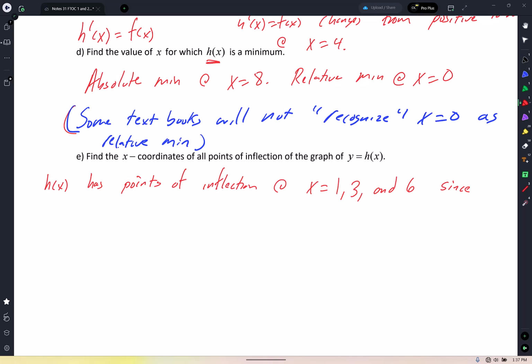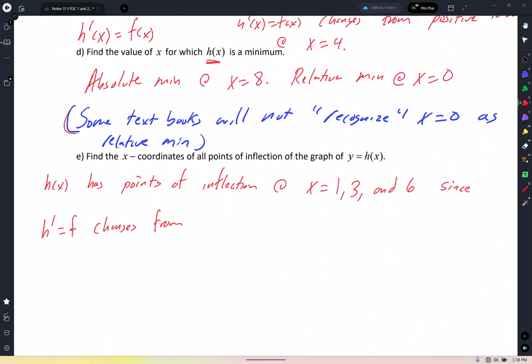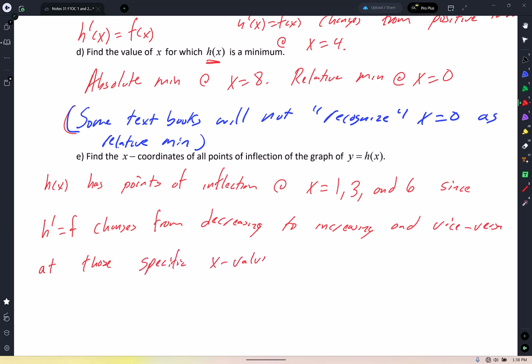Since h prime, which equals f, changes from what to what? Give me the first one that it does. Yeah, decreasing to increasing. I like to give the first one and then say vice versa. Changes from decreasing to increasing and vice versa. Don't say the word or, say and vice versa, at those specific x values. What do you guys think?